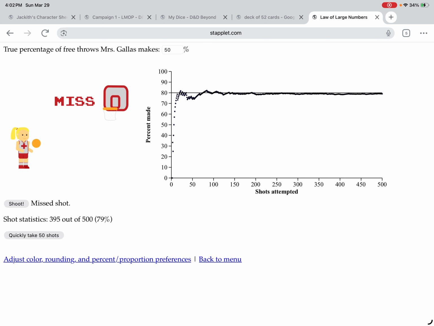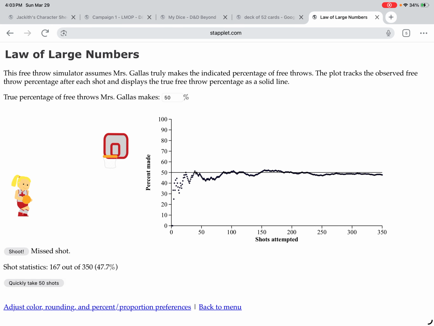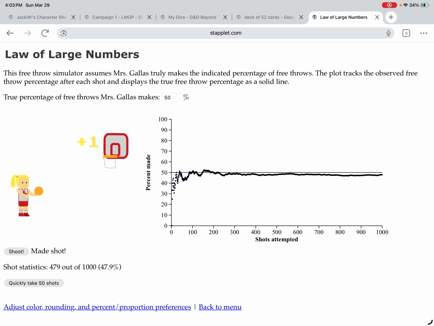Oh, sorry, this is not a 50%. They are an 80% shooter. I'm not sure why that was there. Let's try to do this with 50 and see if we can get this to load properly. There we go. Now if we just start shooting a whole bunch of shots, you can see that it's going to be very, very close to the mean. It doesn't mean that it's going to always be exactly 50%. It's just going to say in the long run, it's going to be really close to 50%. That's what experimental probability refers to.